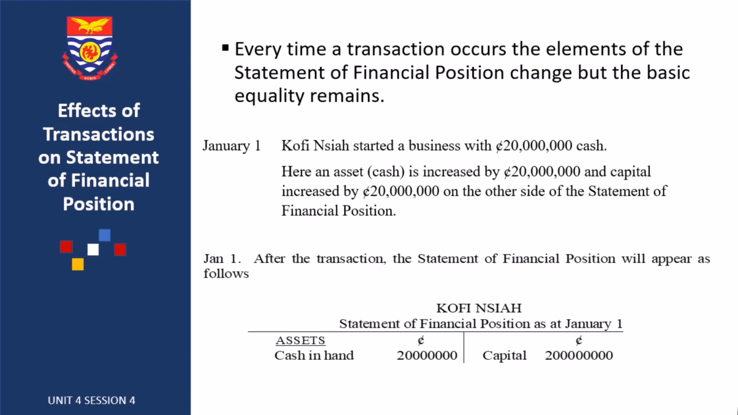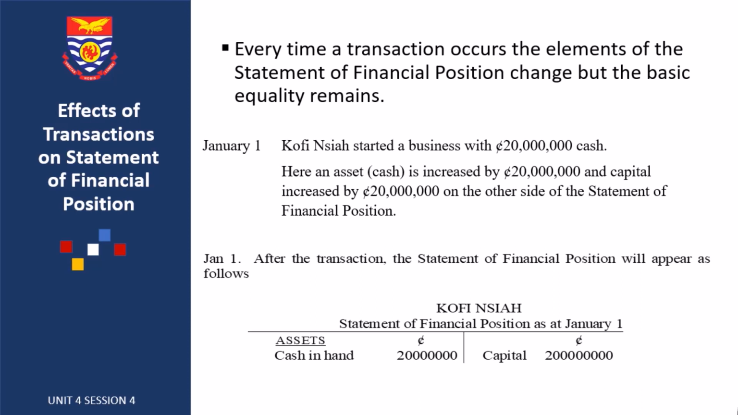Every time a transaction occurs, the elements of the statement of financial position change, but the basic equality remains. What it means is that the elements of the statement of financial position, which are assets, liabilities, and capital, will change whenever a transaction occurs. But the accounting equation, which is assets equal capital plus liabilities, will not change. What it means is that the total of the assets will equal the sum of the capital and the liabilities. Let's now look at some examples.